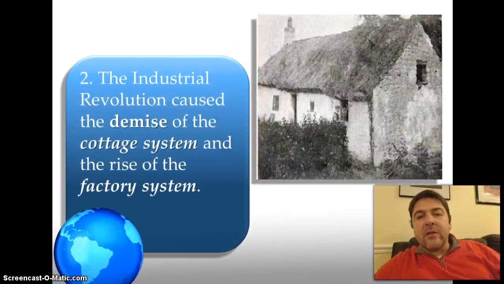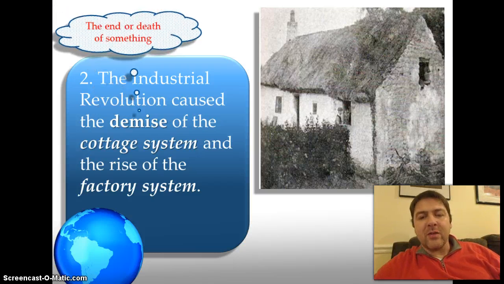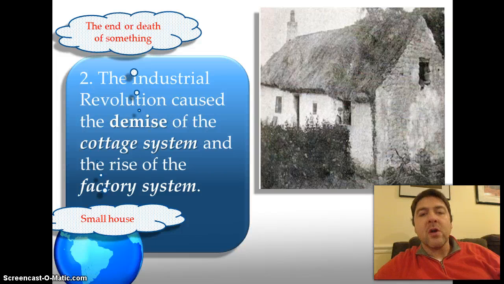More specifically, the Industrial Revolution caused the demise of the cottage system and the rise of the factory system. By demise, we're talking about the death or the end of something. The Industrial Revolution ended the cottage system, and a cottage, as we see in the picture, is really a small house. As we mentioned just before, work was largely done in and around the home. In many cases, maybe the front of the house was the workshop and the back of the house was where people lived, or the people worked downstairs in the house and lived upstairs in the house. But the idea was that home and work were very close to each other.